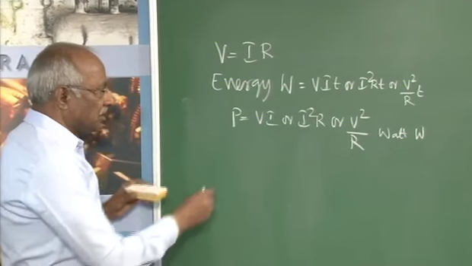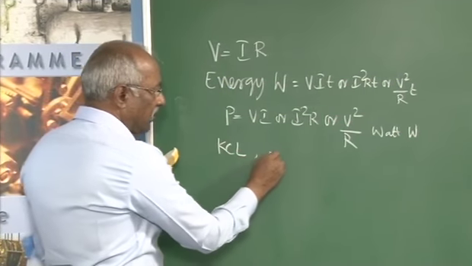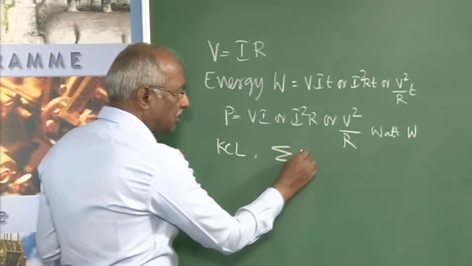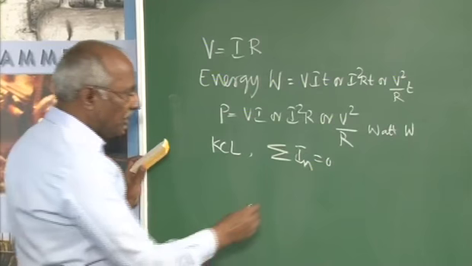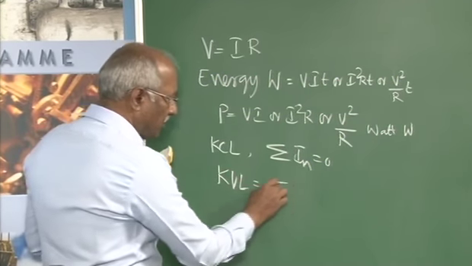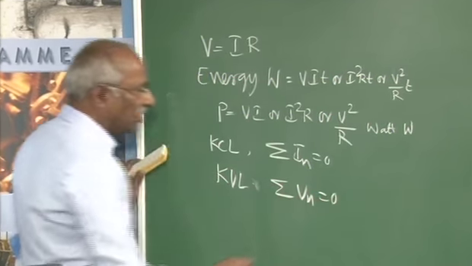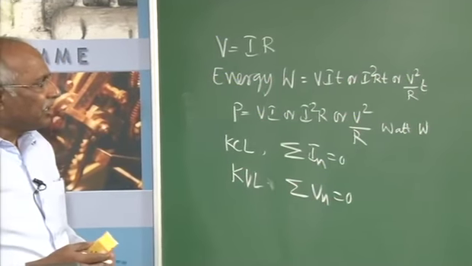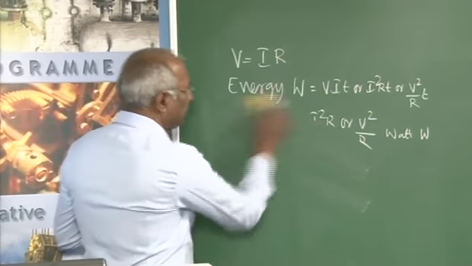Then we also discussed, according to Kirchhoff's current law, the sum of the currents at a node is 0. It is sigma I N is equal to 0, and according to Kirchhoff's voltage law, the sum of the voltages is equal to 0 in a closed loop. With these things in mind, we will work out a few problems in that respect.